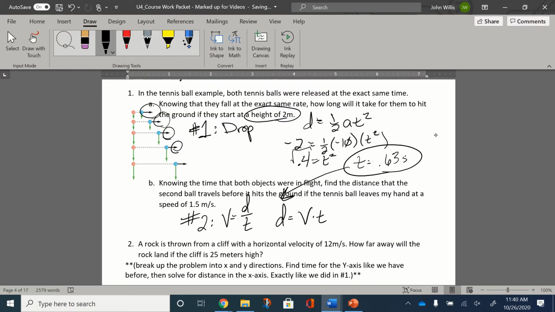So using this equation, we can get a horizontal distance of 1.5 multiplied by 0.63. Again, your units are meters per second multiplied by a second, so the seconds cancel out. And you're going to get 0.95 meters. And there it is.